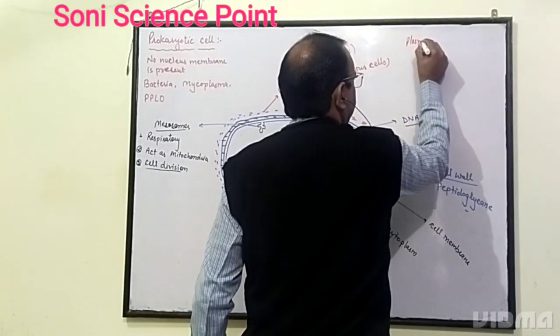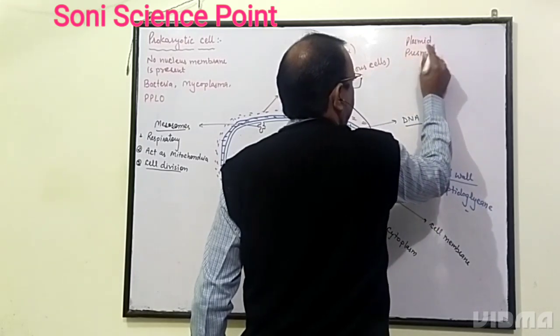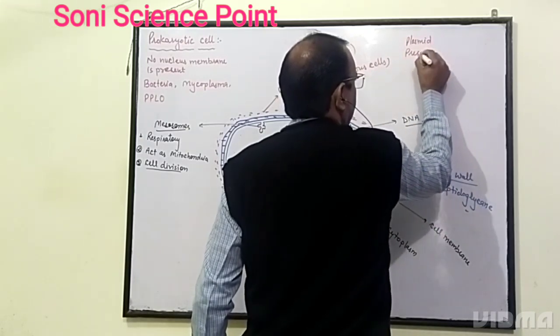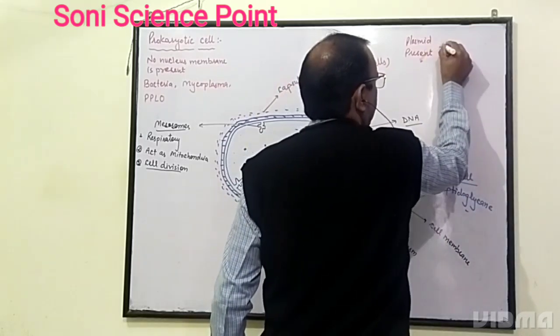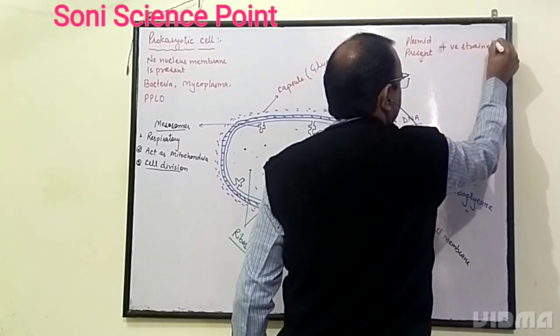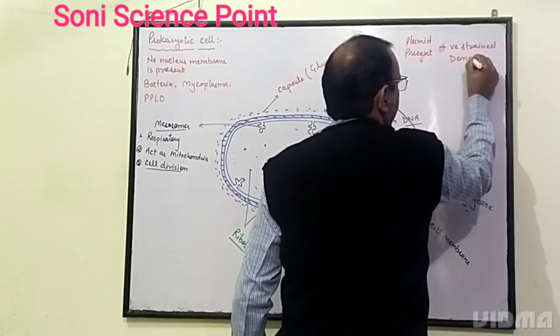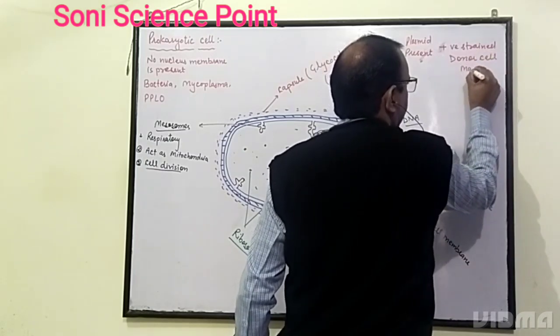Plasmid present. If the plasmid is present, then that is called F positive strain. It means this is the donor cell, or we can say the male cell.